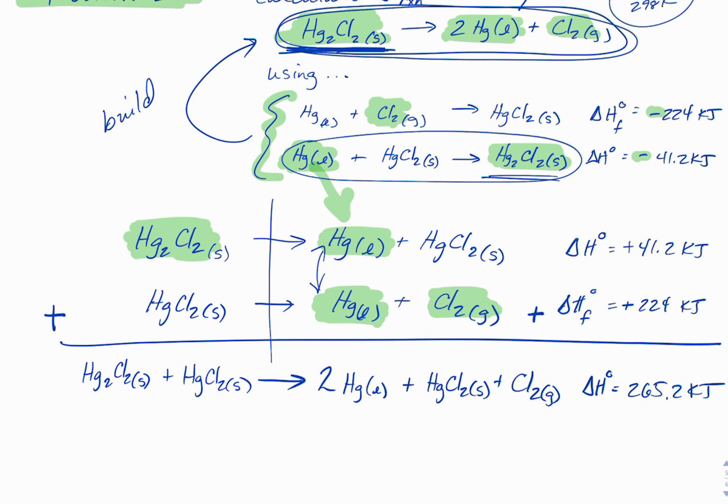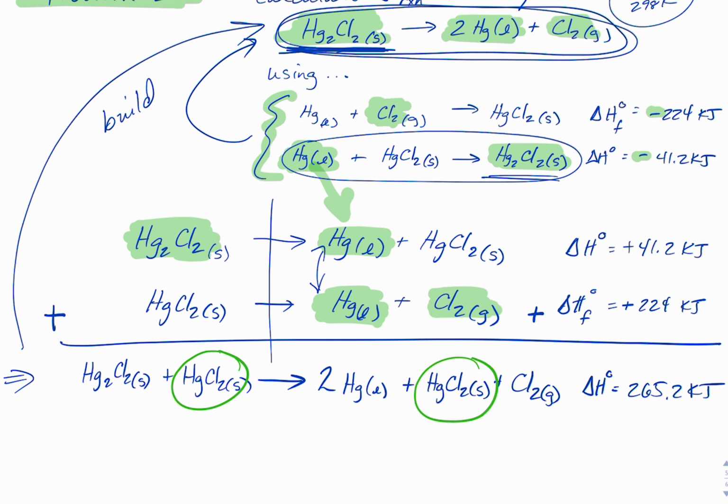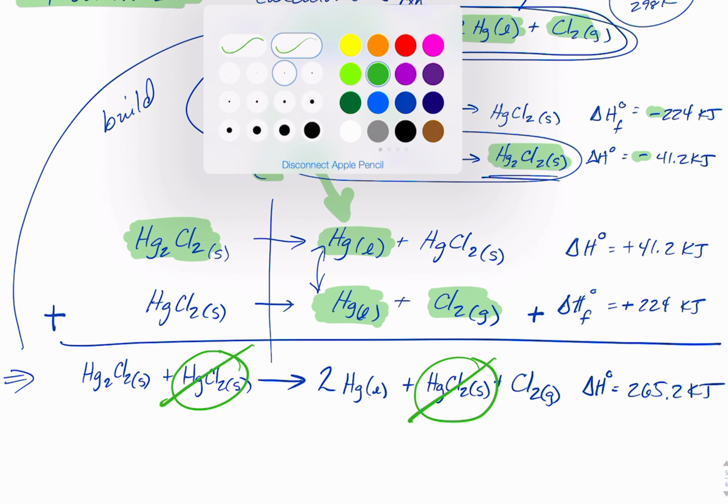We need to make sure that this reaction right here looks exactly like this one. So we take out anything that is the same on the left and the right. This HgCl2 and this HgCl2 are on both the left and the right, so they're not actually a part of the reaction, and we can take them out. There's nothing else like that, and the coefficients match exactly with the reaction above.